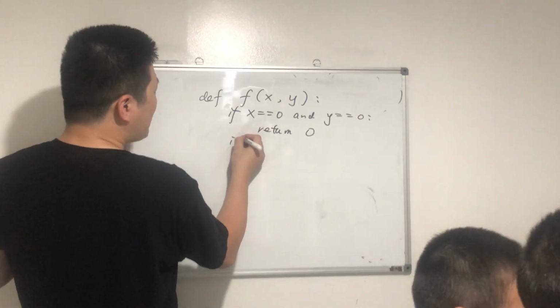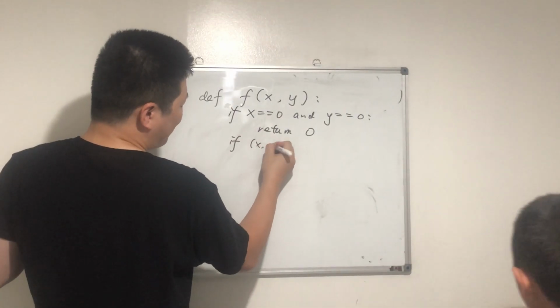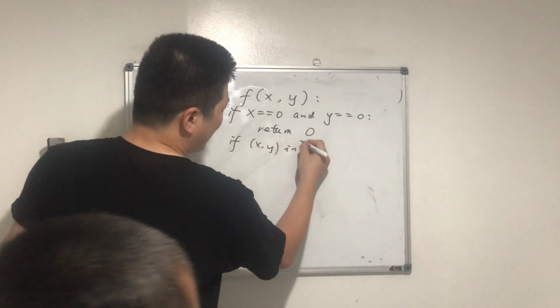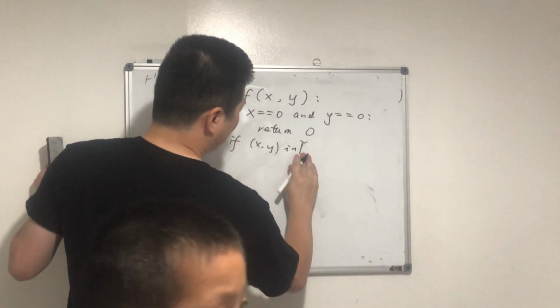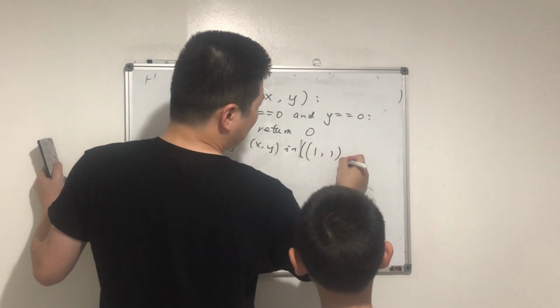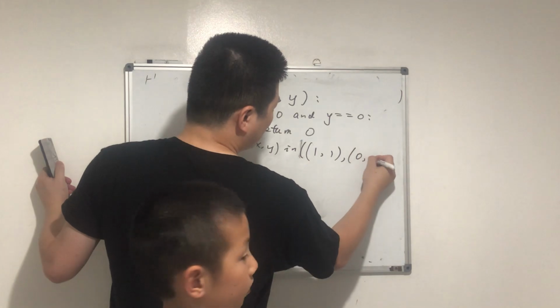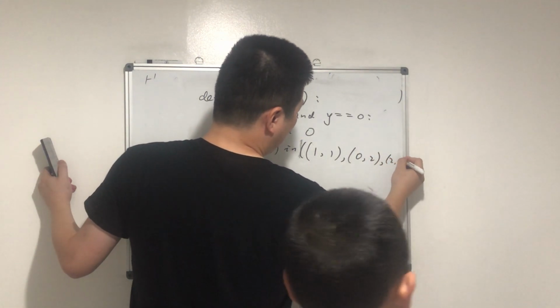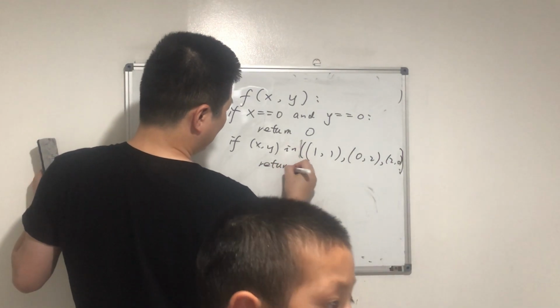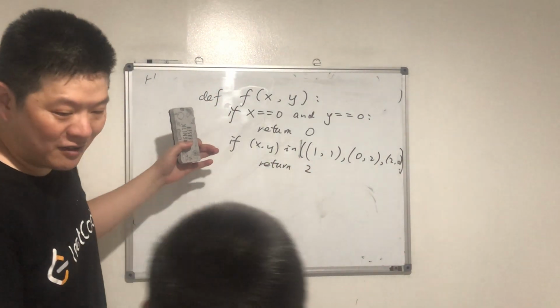Okay, then if x, y is in what cases? It's all positive, yeah? In these cases: 1, 1, 0, 2, 2, 0. Return what? Return 2, because it's the biggest. Yeah, return 2.